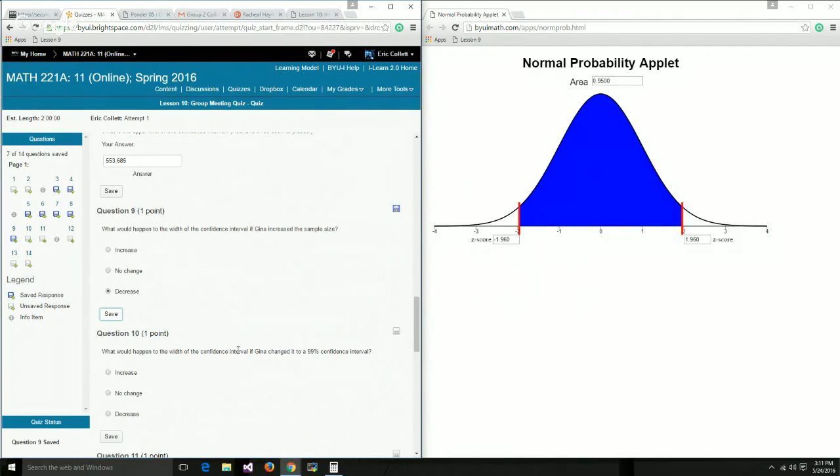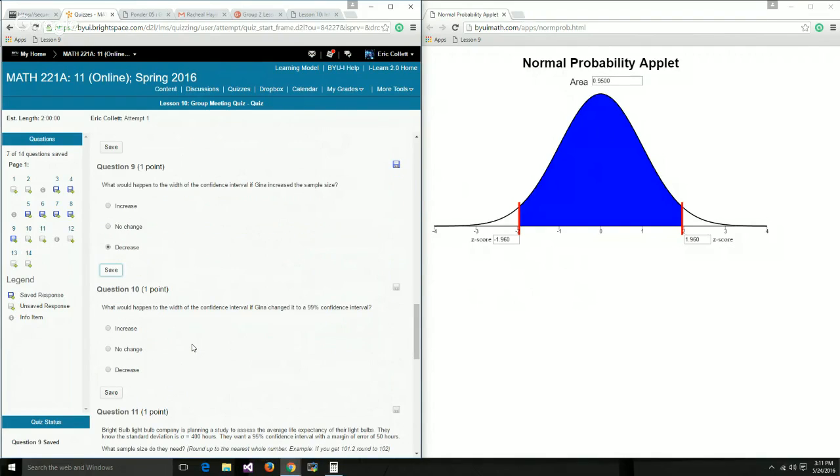Yeah. And so for question 10, would it increase just because you're putting more numbers into the confidence interval? Yep. Pretty much. So this is pretty much the opposite.